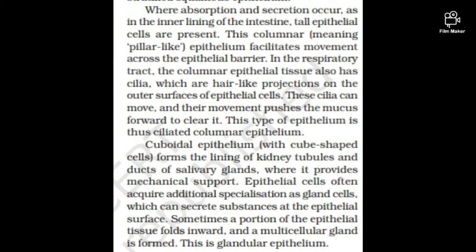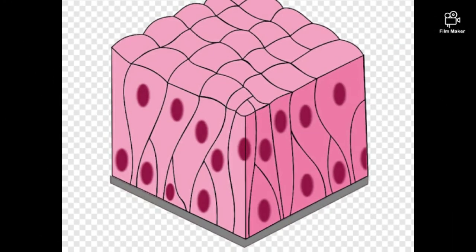In the respiratory tract, the columnar epithelial tissue also has cilia, which are the hair-like projections on the outer surface of the epithelial cells. These cilia can move themselves, and they can push the mucus forward to clear it. So their movement is like to and fro, and they are found on the outer surface of epithelial cells.